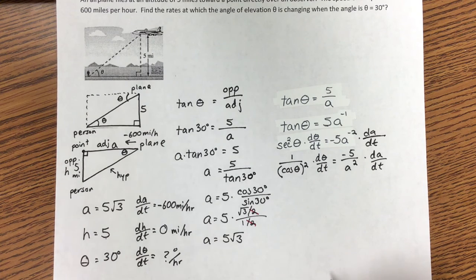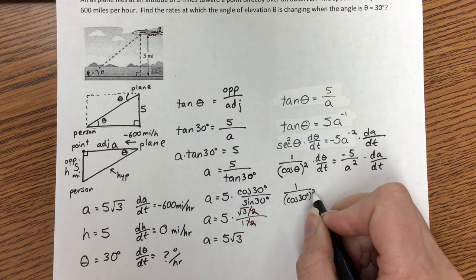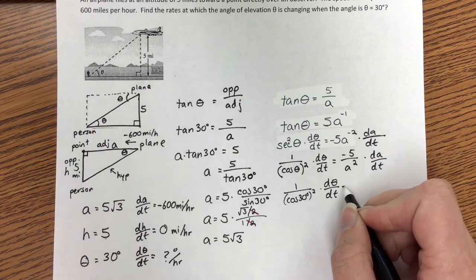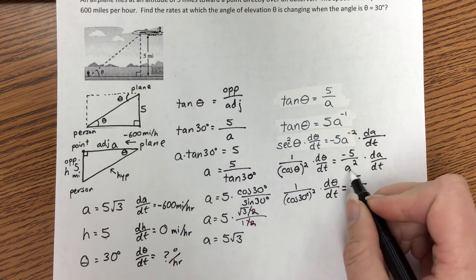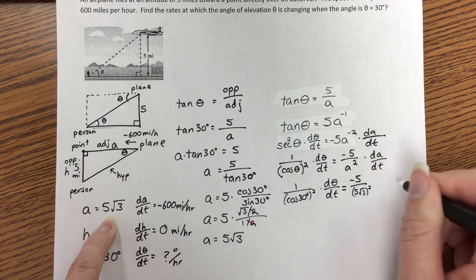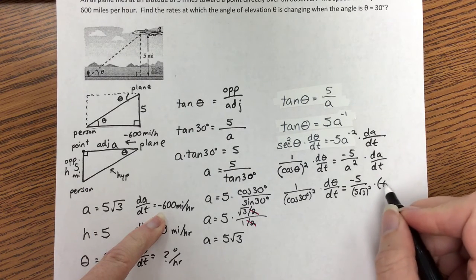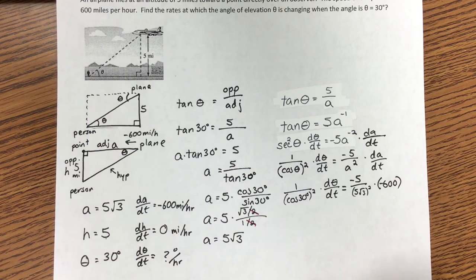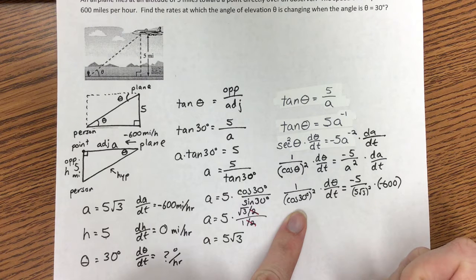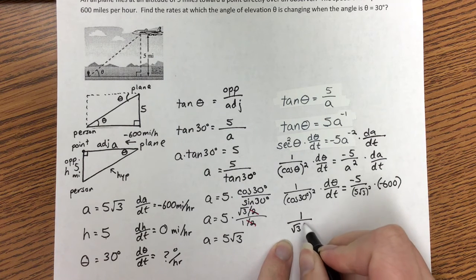All right, let's plug in everything we know. We've got 1 over the cosine of 30 degrees squared times d theta/dt, the thing we don't know, equals negative 5 over A squared. A is 5 root 3, and we will square that, times the other thing, dA/dt, which is negative 600. Okay, almost done. Denominator is cosine of 30 degrees squared. Cosine was root 3 over 2. So this is 1 over root 3 over 2 squared.